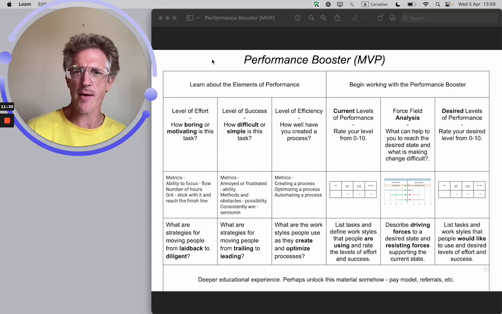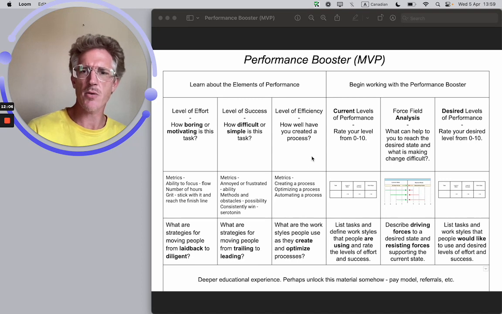Now I have a basic design. If we look at the elements of effort, we can look at it from a very simple process of: is it boring or motivating? We can go into the metrics, and we can also talk about strategies for moving from laid back to diligent. So it allows us to see this concept of level of effort from a few different perspectives. The level of success also: is it difficult or simple? And then here are some metrics. And then what are some strategies to help people move from trailing to leading?